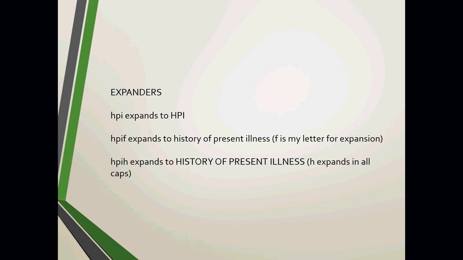If I type out the letters HPI, it automatically, now I have to make entries for mine because I use shorthand. Some word expanders come with prefabbed entries, but I make mine, and so I make mine expand. I put it in as lowercase, and I make it expand to all caps. Easy breezy. If I want to expand it out to history of present illness, I make F my letter. Expands everything for me. I put that on the end of everything, and it expands everything for me. So if I put HPIF, it expands to history of present illness, lowercase.